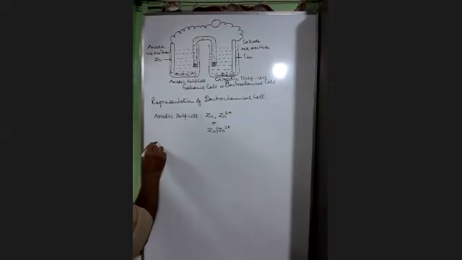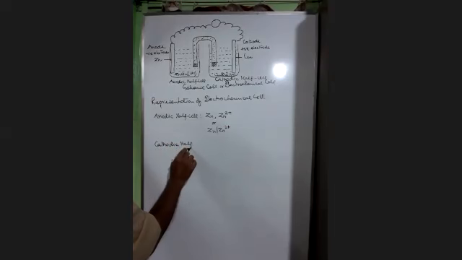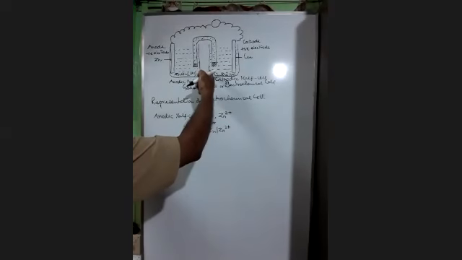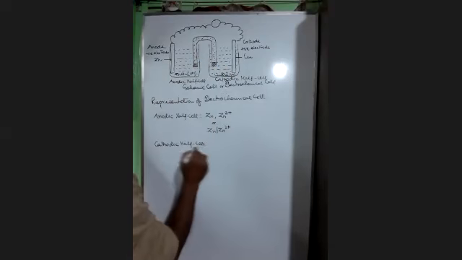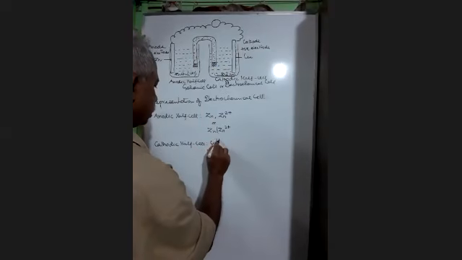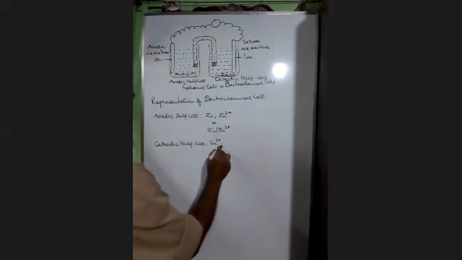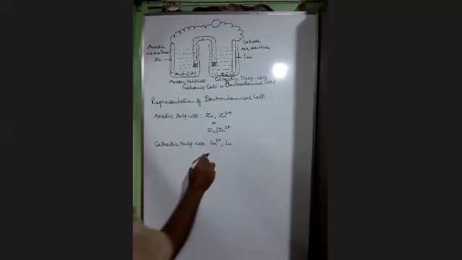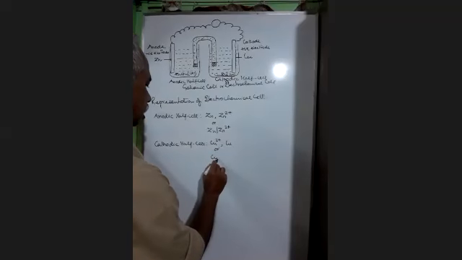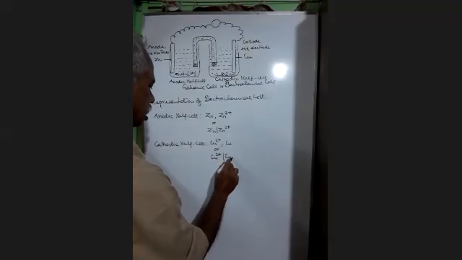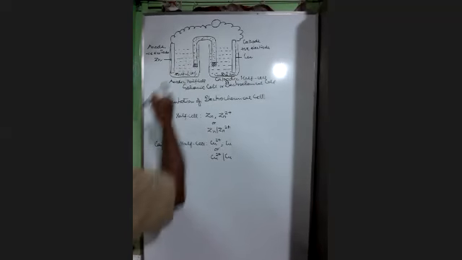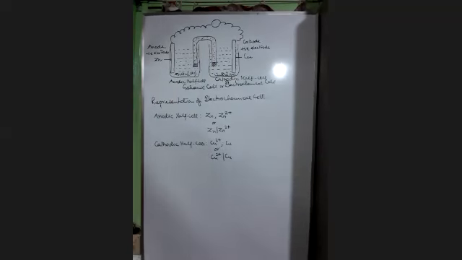Now the cathodic half cell. What do we have on the left hand side? See, this is on the right. On the left hand side, what do you have? We have here now copper solution. We can write here Cu2 plus, semicolon, and Cu. In between, what do we have? In between, we have the salt bridge.